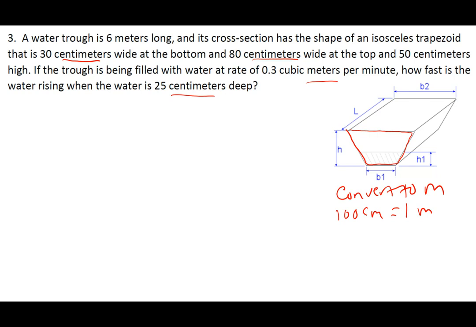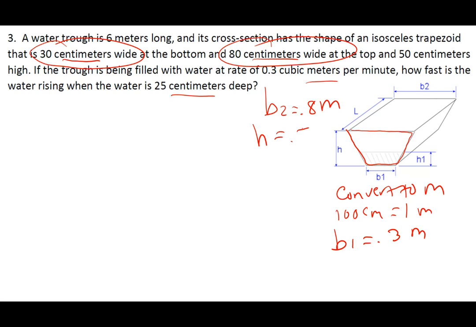So the fact that they are telling you that it's 30 centimeters wide at the bottom, that's how I know that base 1 is going to be equal to 0.3 meters. Then it's 80 centimeters wide at the top. So that's how I know that base 2 is going to be equal to 0.8 meters. Then it's 50 centimeters high. So that's how I know that the height is 0.5 meters.